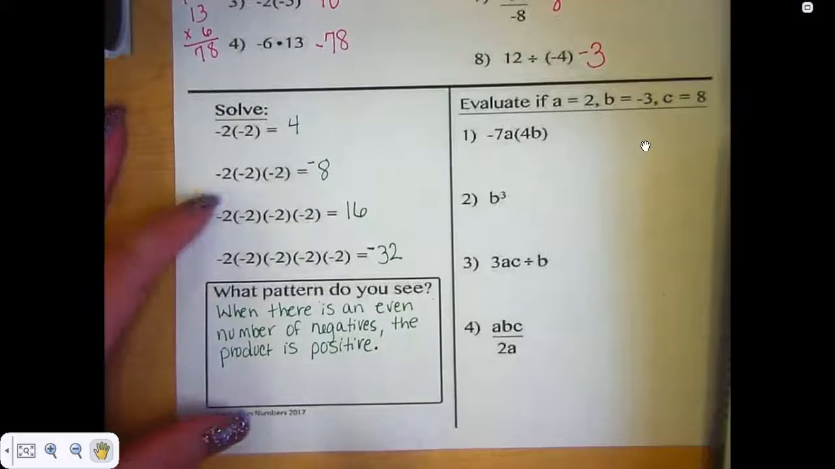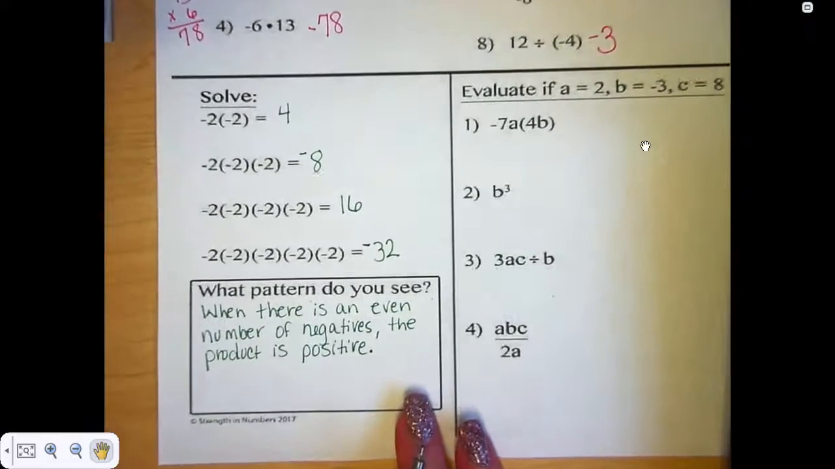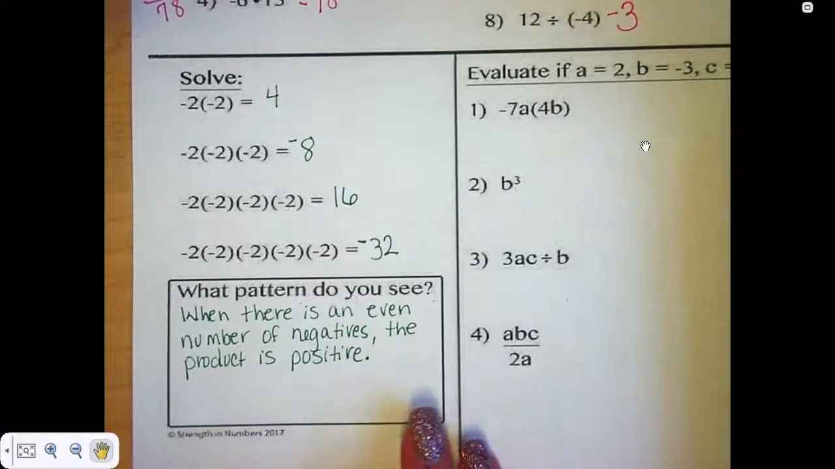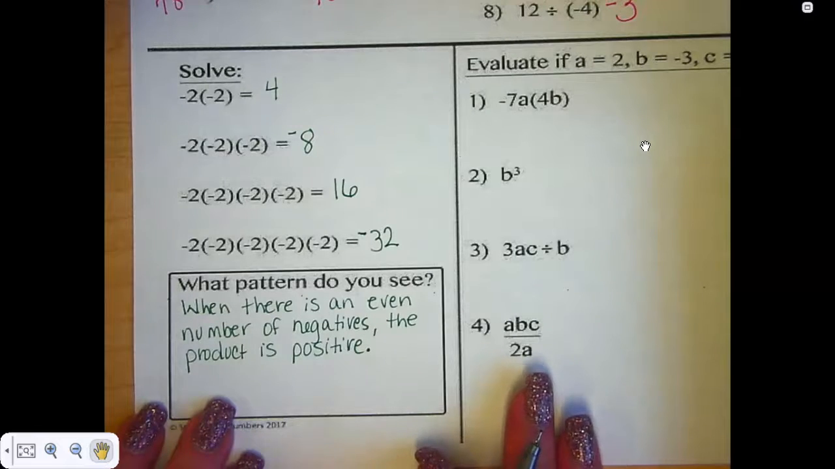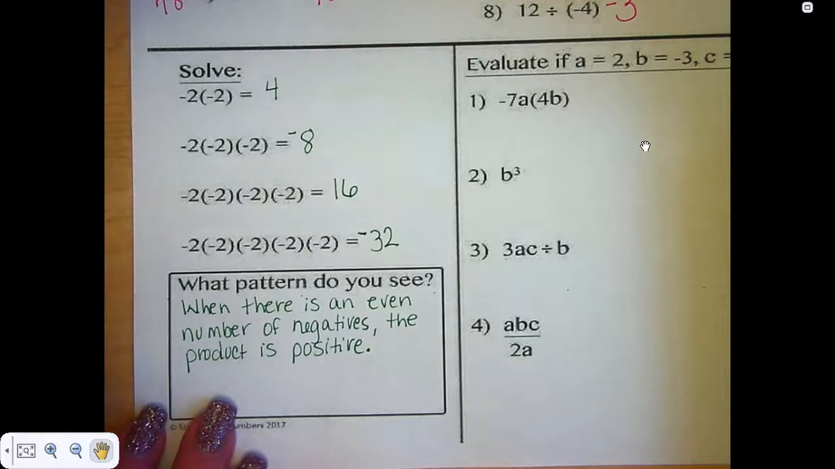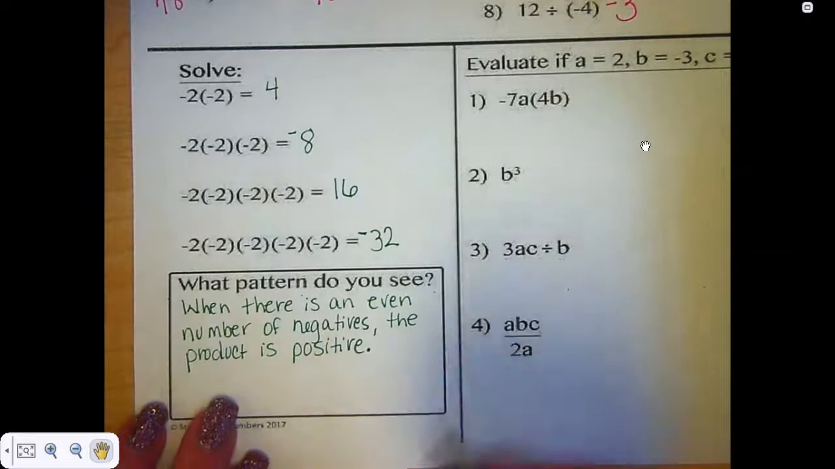So that says when there is an even number of negatives, the product is positive. And then we're going to go on to say when there is an odd number of negatives, the product is negative.